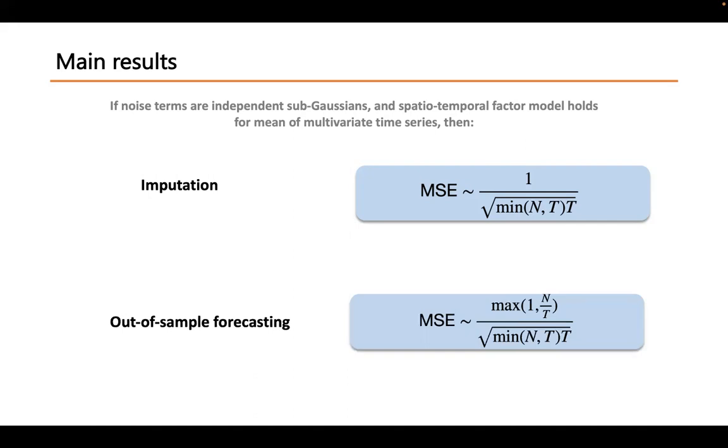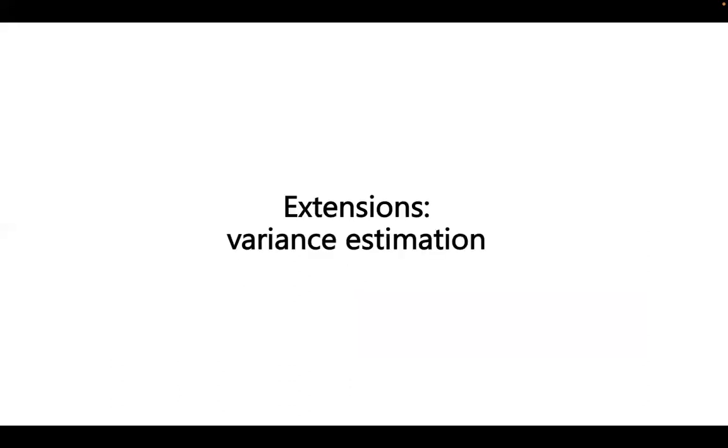With forecasting, we get a result that scales basically as 1 over square root of min N, T times T, but now at the top we have a max of 1 over N and T. Okay, so if T is a lot bigger than N, you have the same rate as imputation. If N is a lot bigger than T, then the rate is weaker. But you can see that one simple way of dealing with the fact when you have N much larger than T is to simply create subsets of your time series of size T such that you effectively get back the same rate of 1 over square root of min of N, T times T.